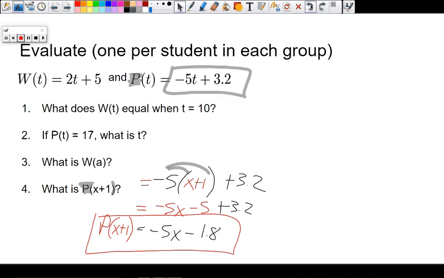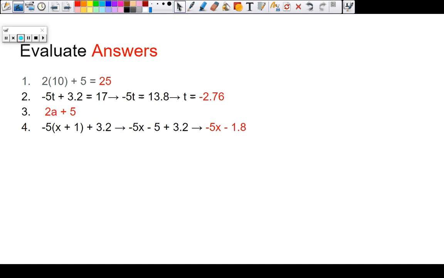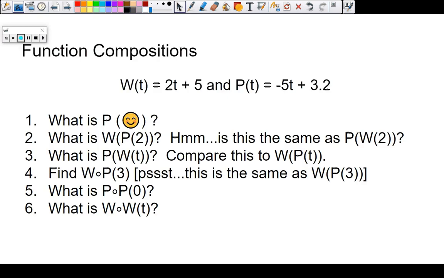Alright, so we've plugged in numbers, we've plugged in expressions is what they're called, into functions, and we've created outputs, either as functions or as numbers. Numbers create numbers, variables create expressions, okay, or functions if you will. Alright, so there are the answers that we went through and we got together.